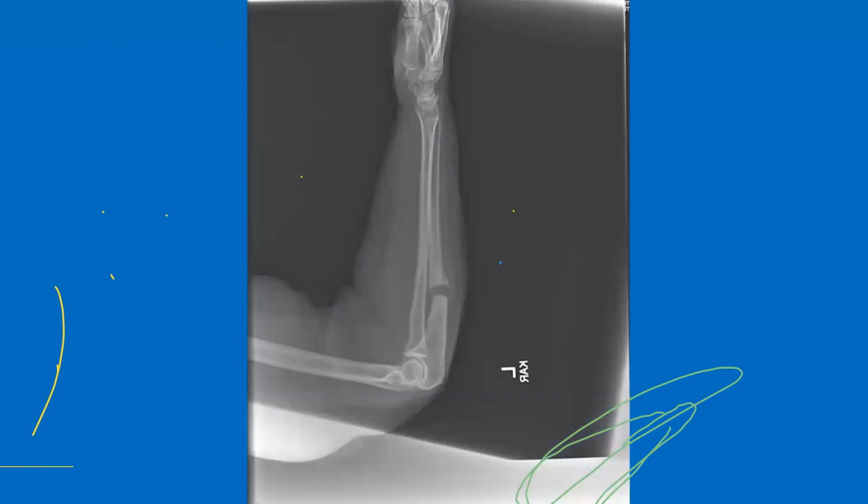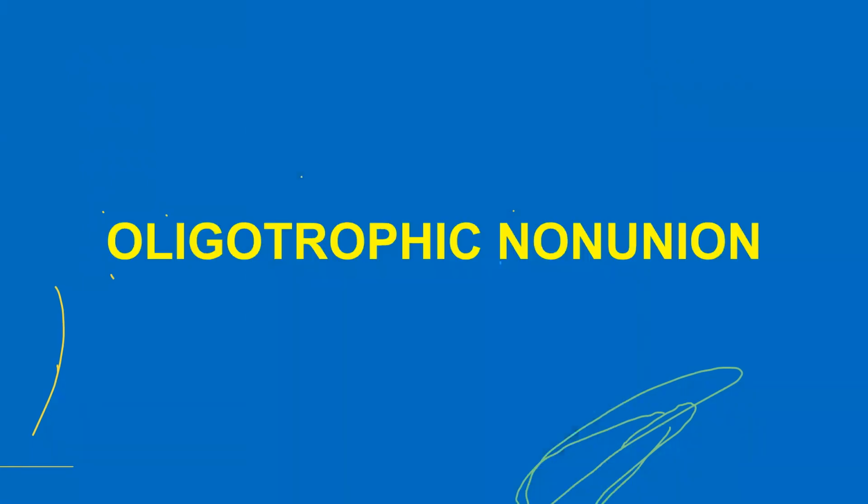If you look at this X-ray, you see that the ulna is not united. You don't see callus. You see that there's atrophy of the fracture ends, and you see that there is a gap present. This tells you that there is no vascularity, there's no callus formation, and this needs help to be united. This is an atrophic non-union.